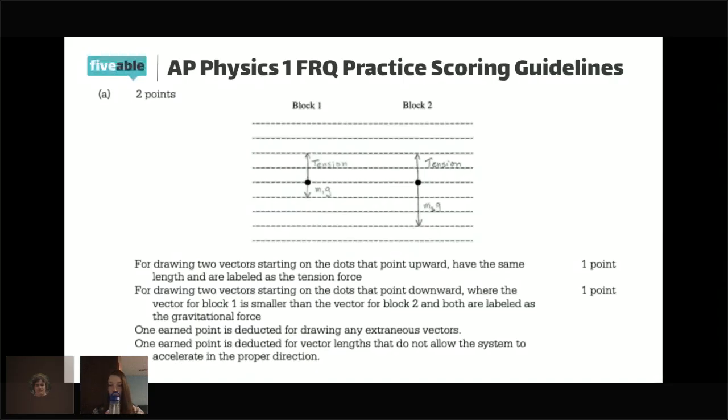So it says you need gravity pointing downwards on both of them. And it also says you need gravity for mass 1 being smaller. So again, if you don't draw that, you don't get the point. And then it says one earned point is deducted for drawing any extraneous vectors.